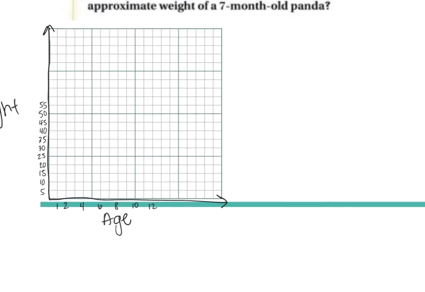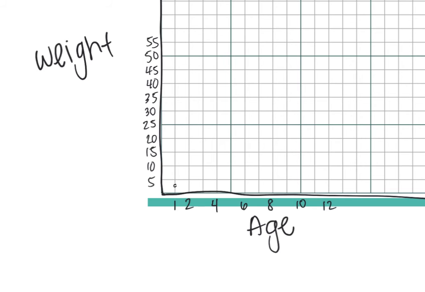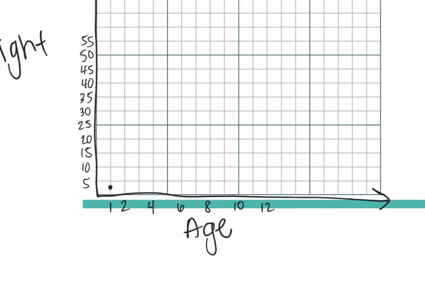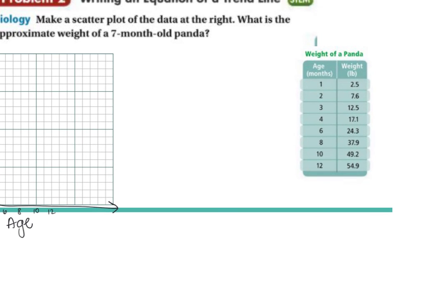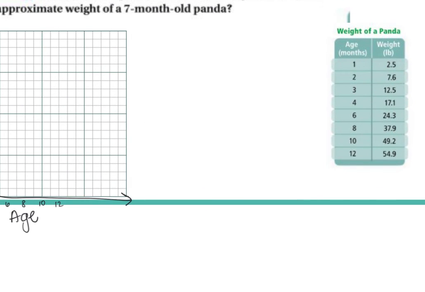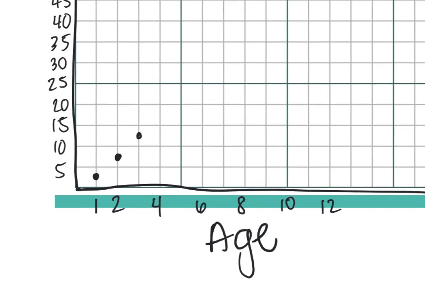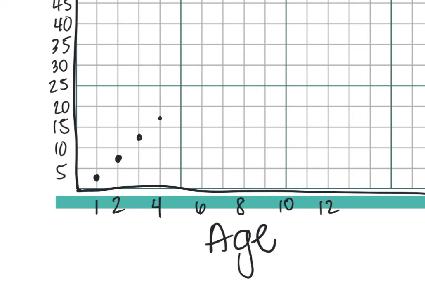Okay, and at the age of 1 month old, they are 2.5 pounds. So at 1, we're going to go right here. This is 2.5. At the age of 2 months, they are 7.6, so just above 5, between 5 and 10. At 3 months old, they are at 12.5, which is above 10 but less than 15. At 4, they are 17.1. That's going to be right here, above 15.